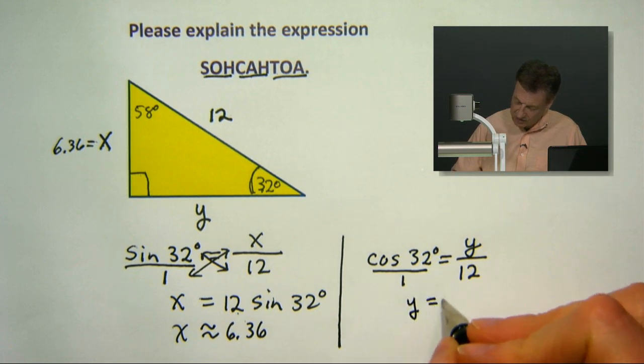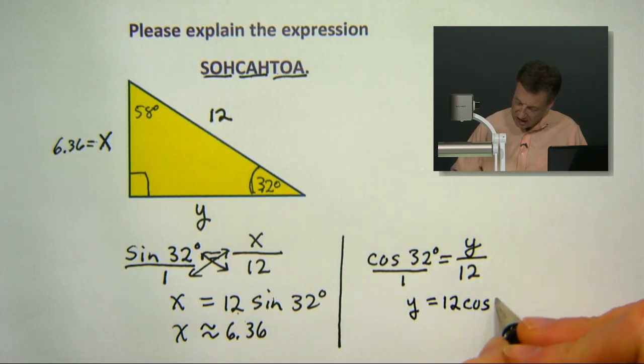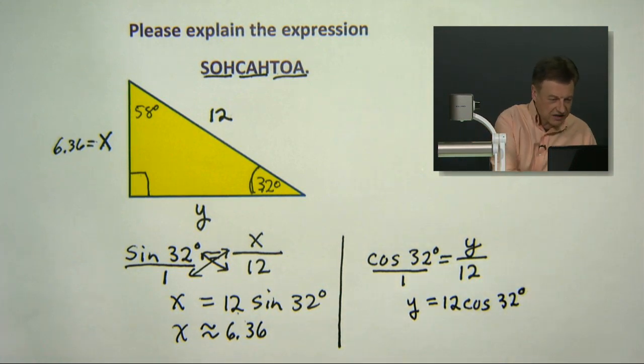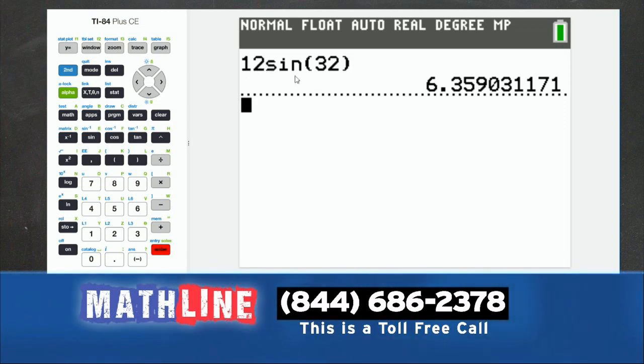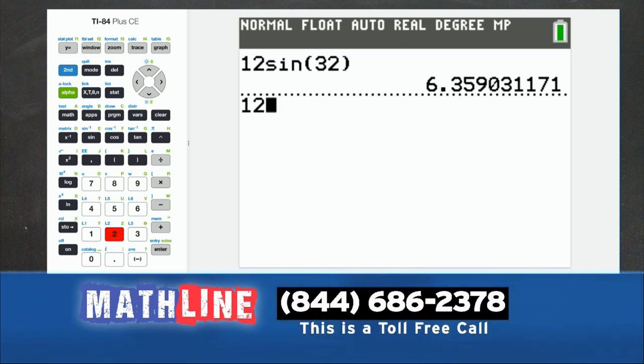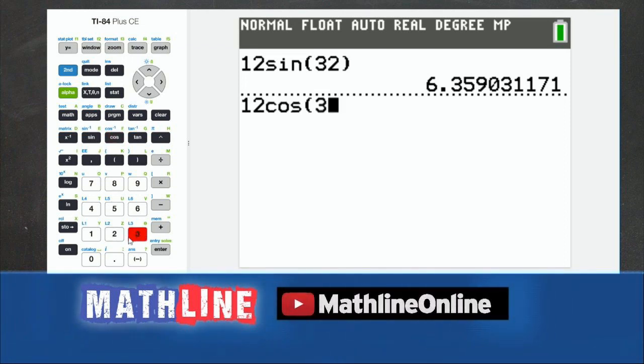We got y equaling 12 times the cosine of 32 degrees, all right? And let's go to the calculator one more time. I'm going to keep that other one up there just so you all remember how we did it. So we're going to say 12 again because 12 is our magic number. That's our hypotenuse length. Times, how about it? Put a cosine in there, and let's put 32.